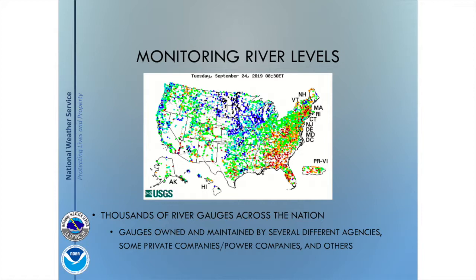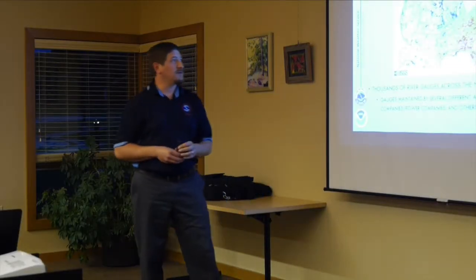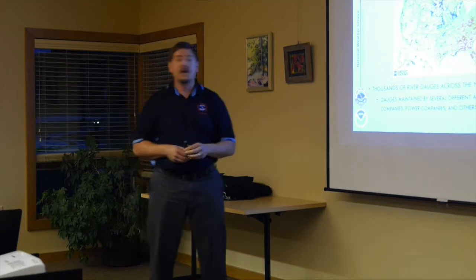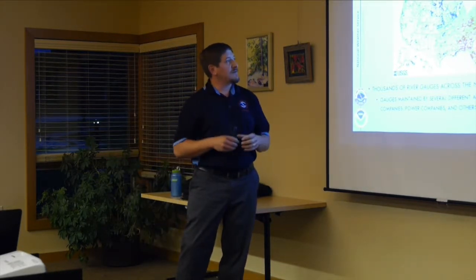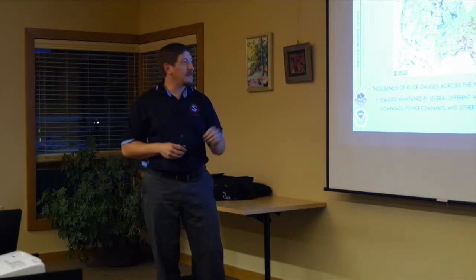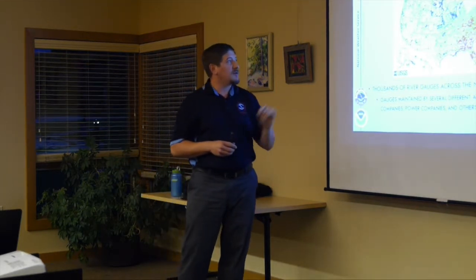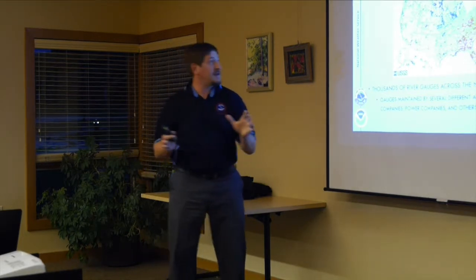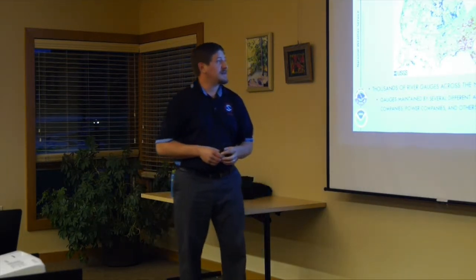Don't pay too much attention to the colors here on this graphic. That has to do with the expected stream flow conditions, but I just wanted to show the points here, just how many river gauges there are. It looks like a lot when you're zoomed out like this, but when you really zoom in, there's areas that don't have them. Not every single stream or tributary has a river gauge on it, unfortunately. If it did, that would be great. That would be ideal. But that's not the case.